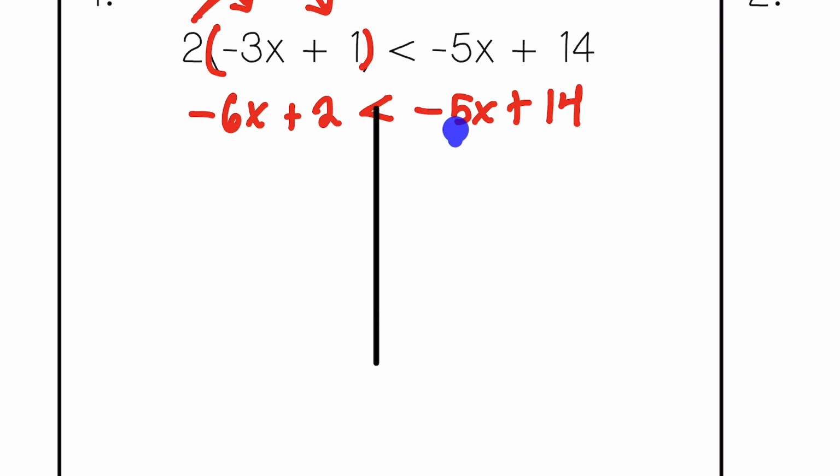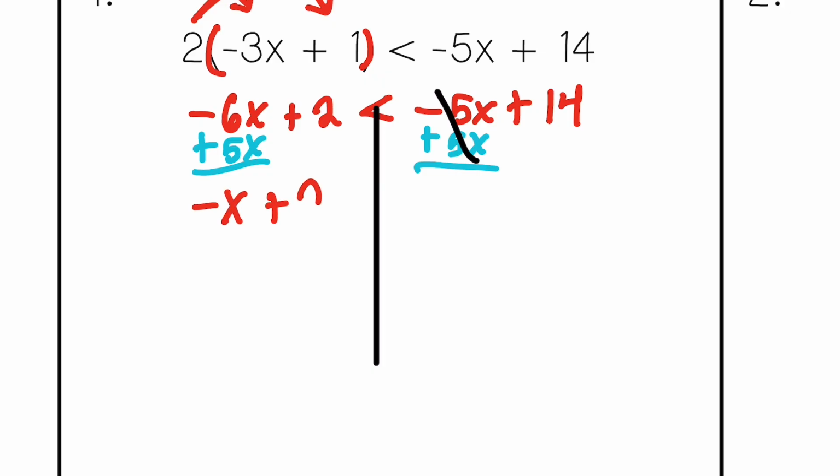And again, I'm moving my x's over to the left. It just makes my life easier. So I'm going to get rid of this negative 5x by adding 5x to both sides. From there, negative 5x and 5x goes away. Negative 6x plus 5x is negative x. Plus 2 falls down, and my 14 also falls down.